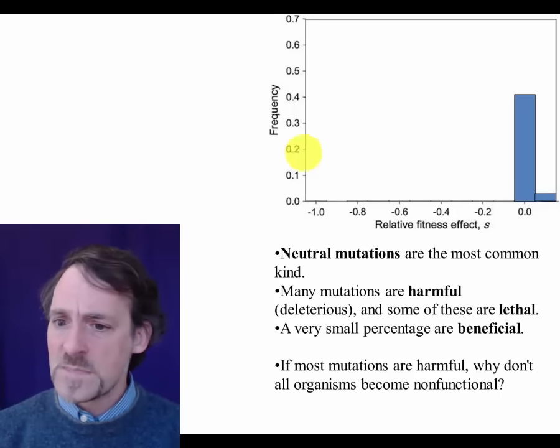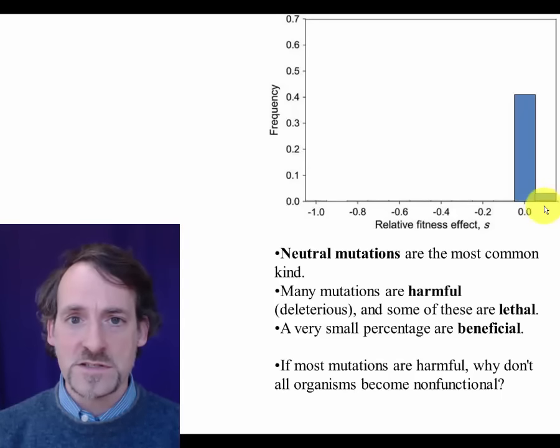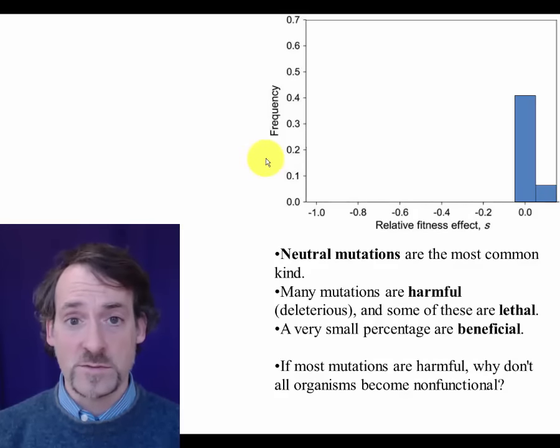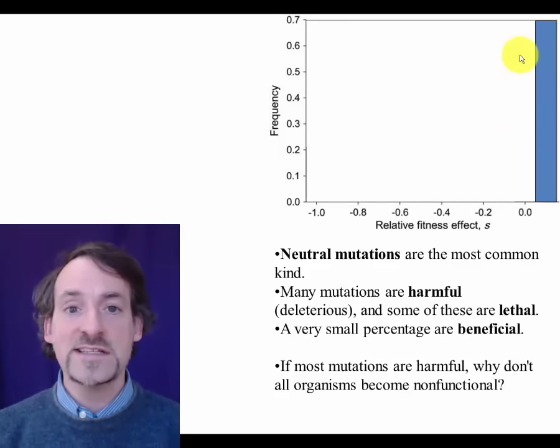By the same token, these very, very few beneficial mutations also don't stay the same in frequency. They tend to increase in frequency. They become more and more common in a population because they help organisms pass their genes on until finally they're going to displace even the neutral alleles, and they're going to completely take over.